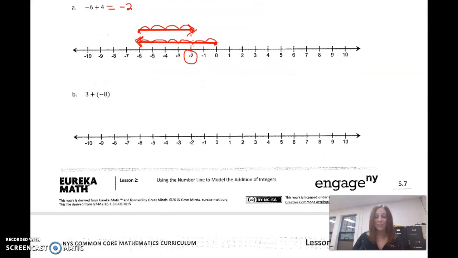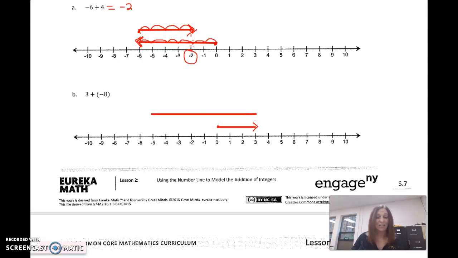Our first number here is a 3. The absolute value is 3, so I'm going to move 3 units, since it's positive, to the right. So from 0, I'm going to go 3 units, 1, 2, 3, to the right. Now from there, I'm going to go 8 units because the absolute value of -8 is 8. The negative sign means go left. So from the 3, I'm going to go 1, 2, 3, 4, 5, 6, 7, 8.